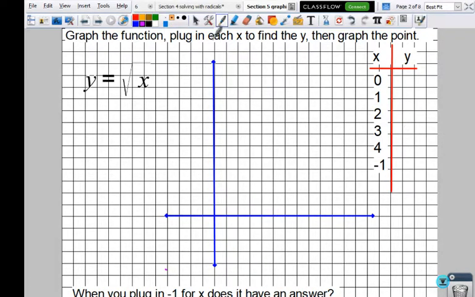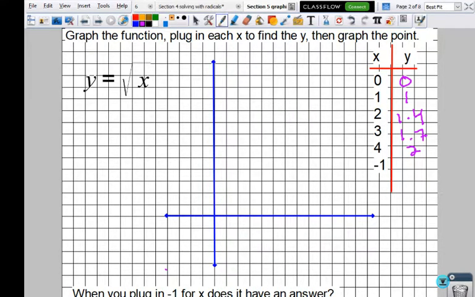Okay, so I got my table here. When I plugged in 0, I got 0. When I plugged in 1, I got 1. When I plugged in 2, I got 1.4. 3 was 1.7, right? Yeah. 1.7. 4 was 2. All right. So let's look at this next one.